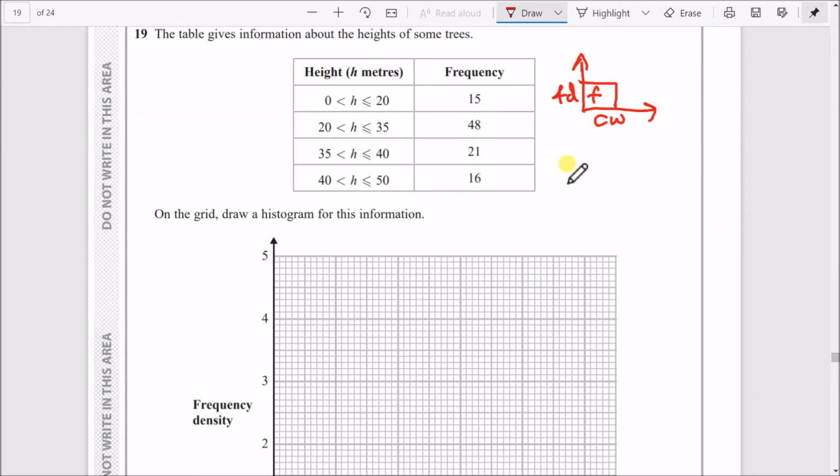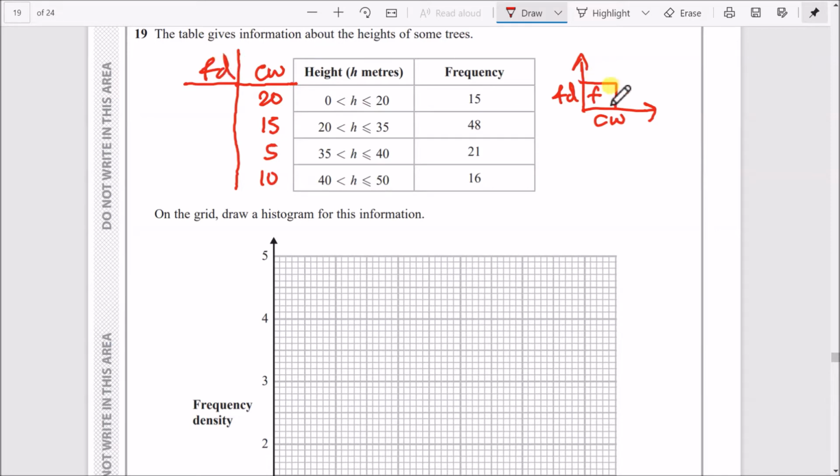Now looking at this data, we only have the frequency, but we also have the class width. So if we add another column here, call it CW for class width, we can see that the class width for the first group is between 0 and 20. So 20 take away 0 is 20, 35 take away 20 is 15, and so on. Next one is 5, and the last is 10. Now I also like to include a frequency density, because this is going to be your y-axis. So that's what we need. We basically need the height of the graph.